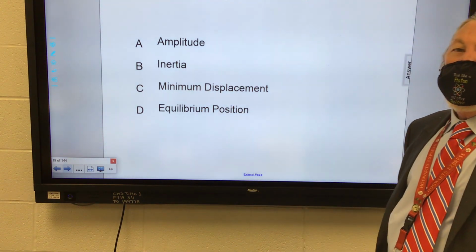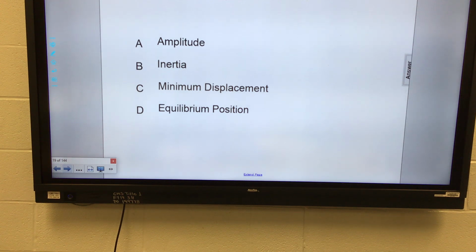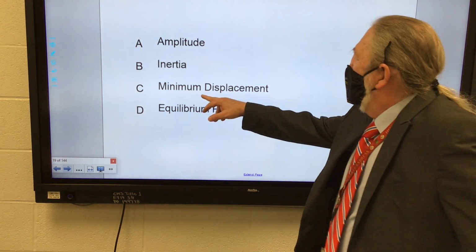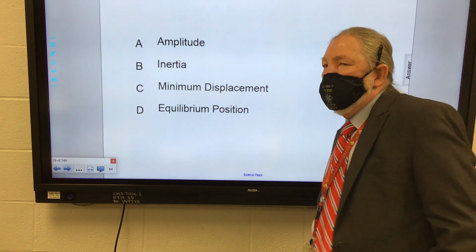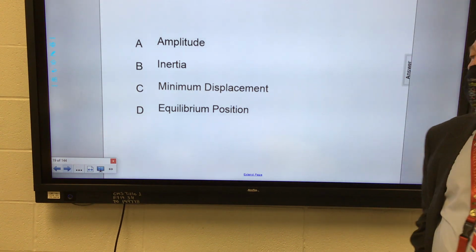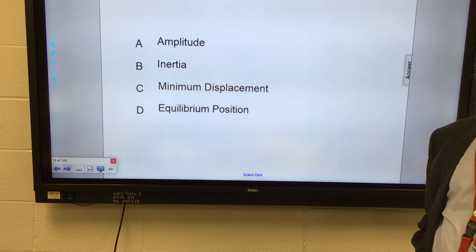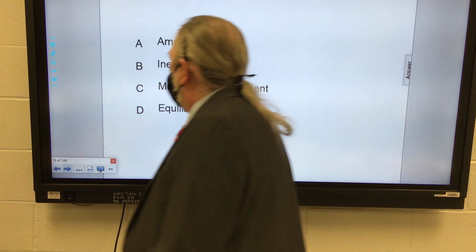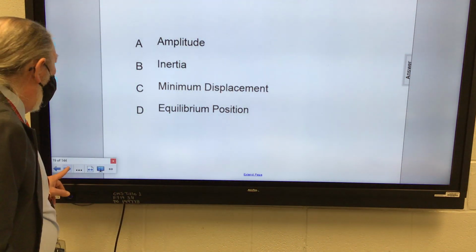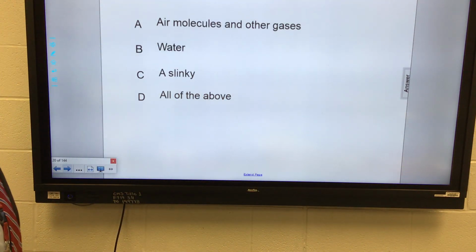C or D? One of those terms I talked about, the other term I didn't talk about, so there's a hint. The resting position of a medium when there's no wave passing through is known as what? Is it known as the minimum displacement or the equilibrium position? That should be an easy one. Okay, everybody got an answer?